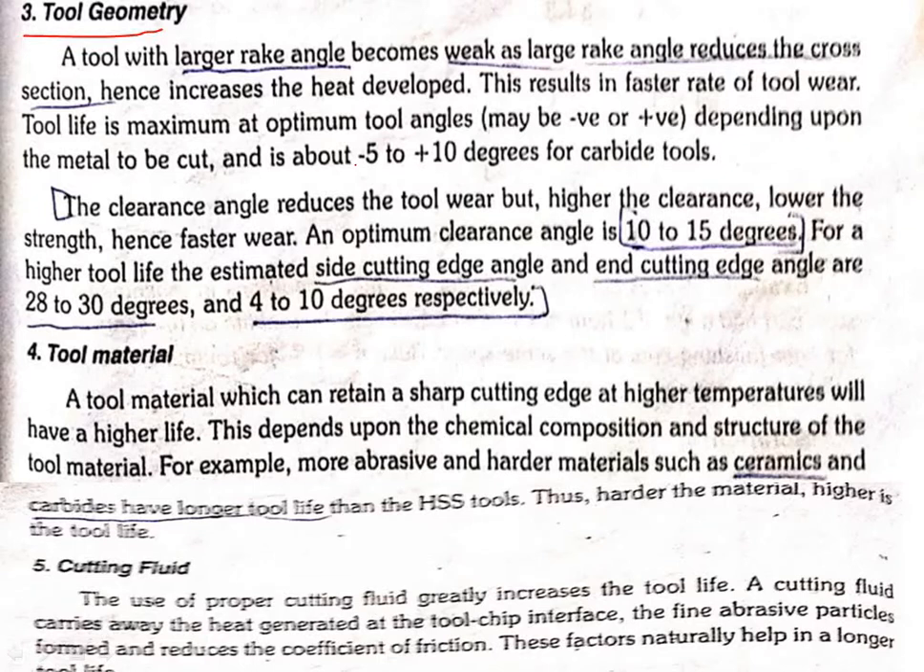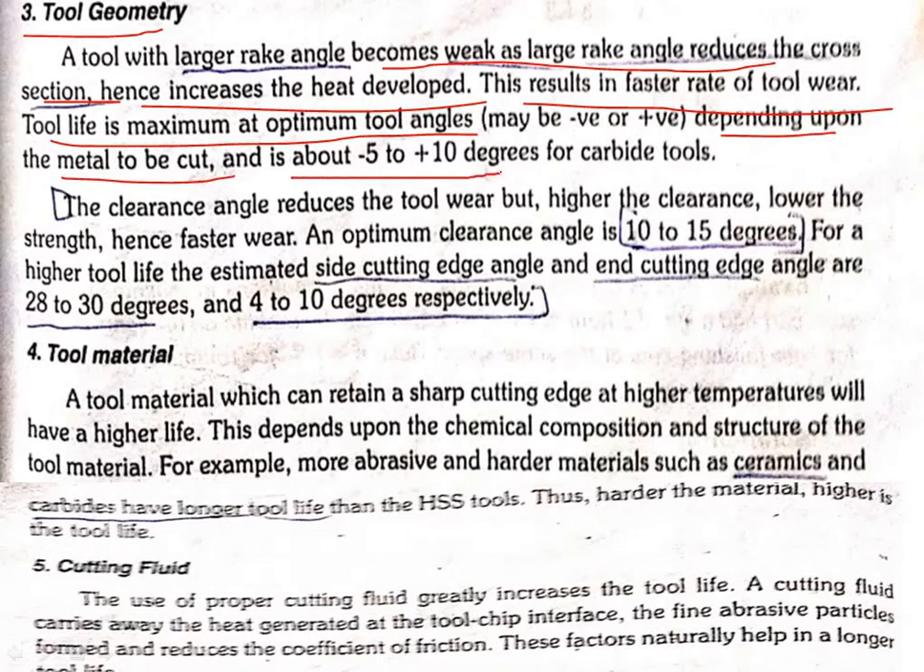Next we'll be discussing tool geometry. A tool with a larger rake angle becomes weak, as a large rake angle reduces the cross section and hence increases the heat developed. This results in a faster rate of tool wear. Tool life is maximum at optimum tool angles depending upon the metal to be cut, and is about -5 to +10 degrees for carbide tools.